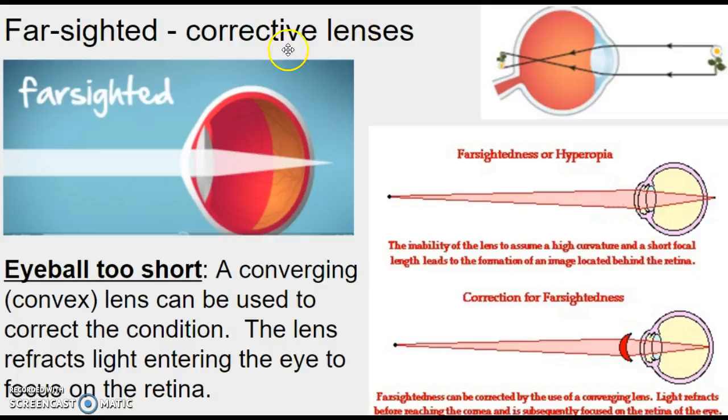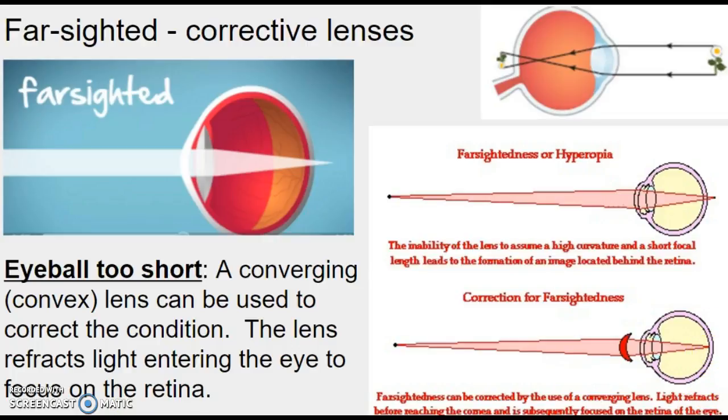Farsightedness and corrective lenses. If the eyeball is too short, a converging or convex lens can be used to correct the condition. The lens refracts the light entering the eye to focus it on the retina. Here we can see it's too far, right? This isn't focused on the retina, so this would be blurry vision. If you have correction, you put a lens on here: contact lenses, glasses, even surgery to have this repaired. Farsightedness can be corrected, in this case, by converging lenses. Light refracts before reaching the cornea and is subsequently focused on the retina, and that's where you want it to be.